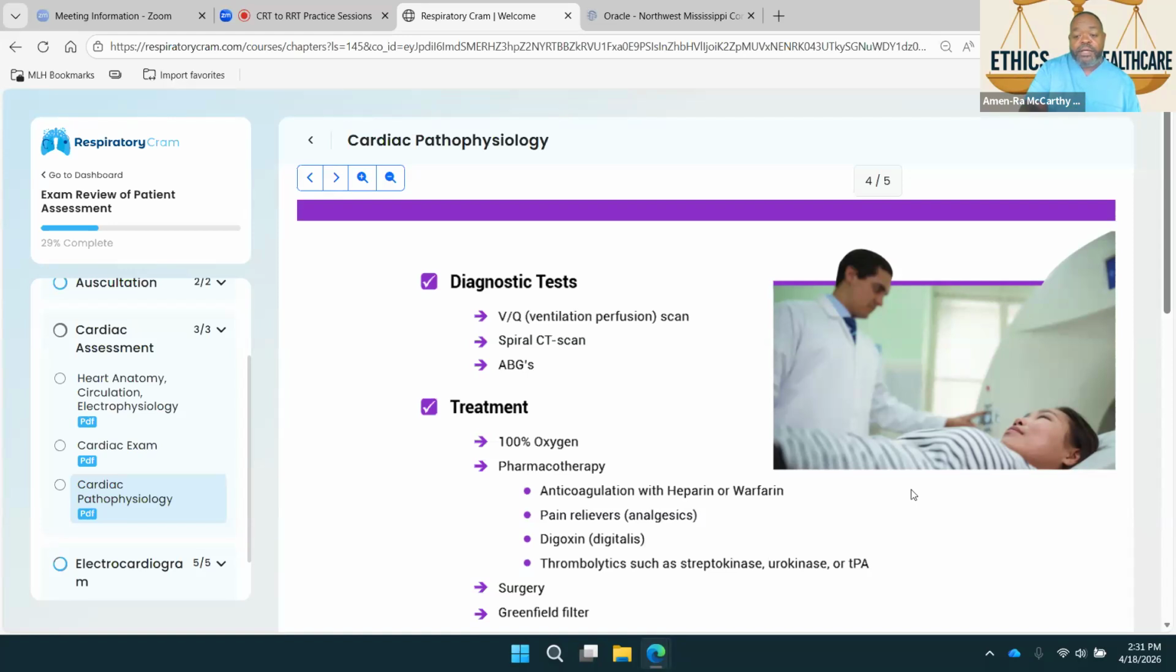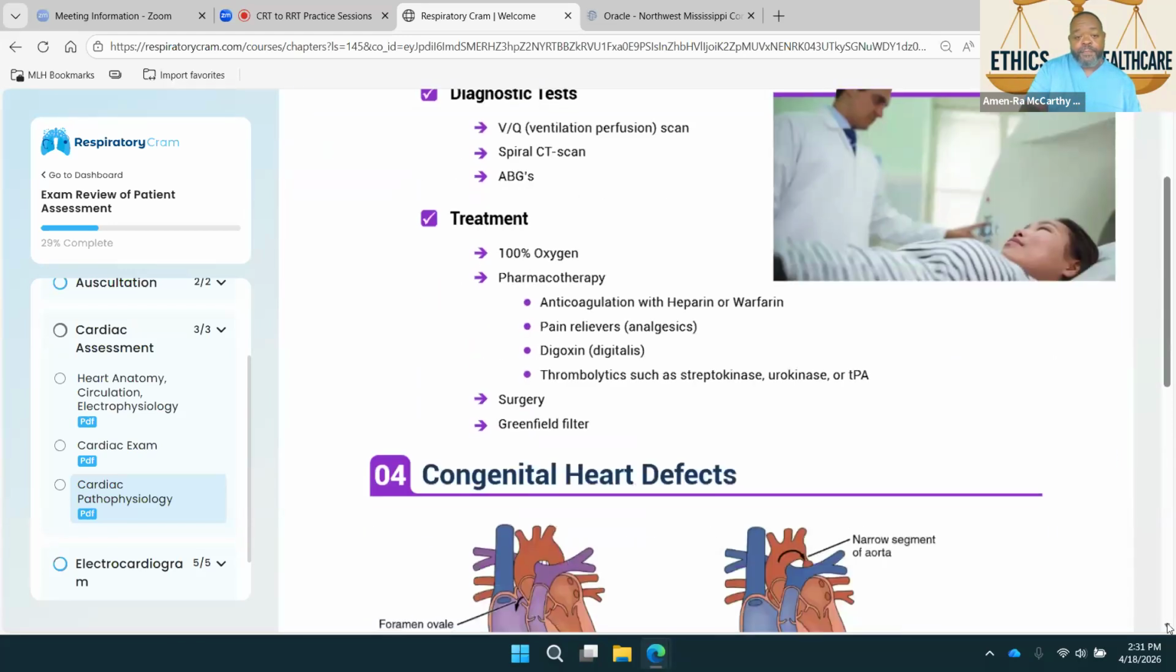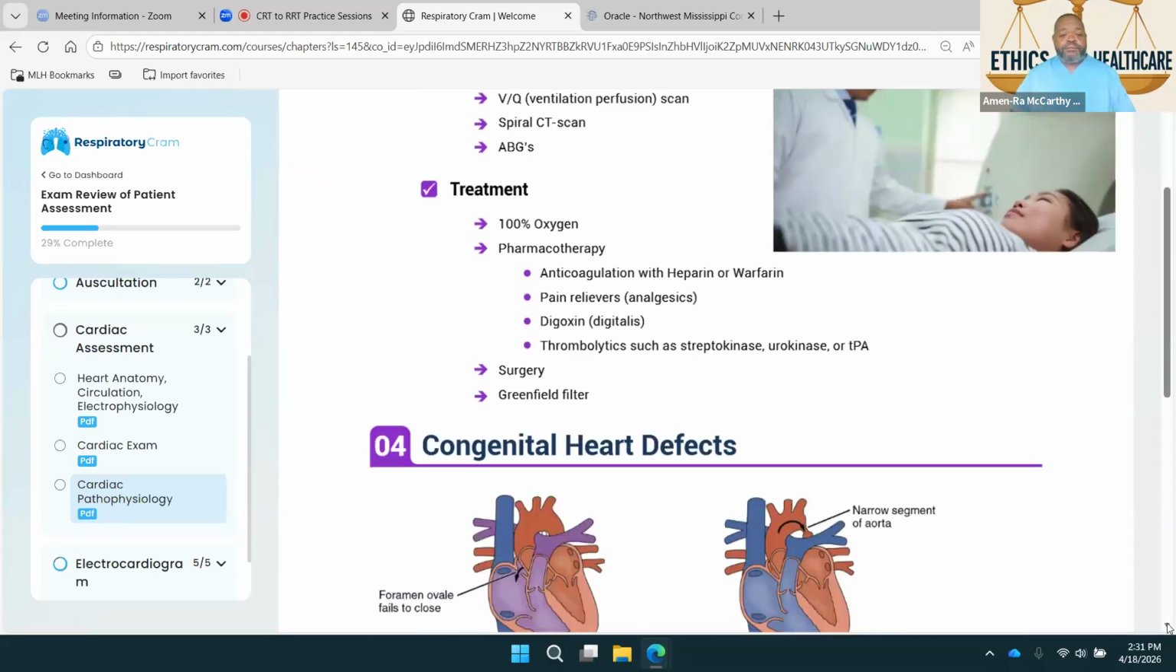We treat a PE with 100% oxygen, right? Because you got the ventilation, it's no perfusion, right? So we're going to give as much oxygen as we can give to help that little bitty perfusion make a difference, right? Pharmacology or pharmacotherapy. We give anticoagulants, so blood thinners, right? Heparin, warfarin, help delete that clot, right?